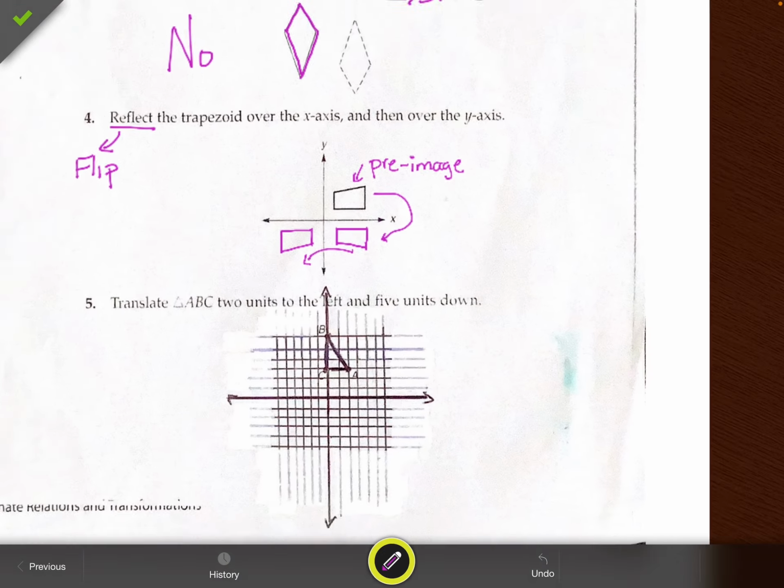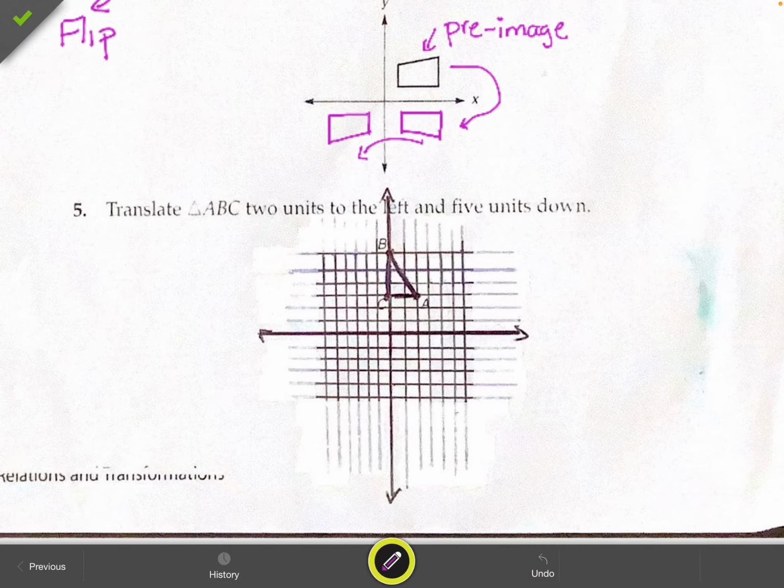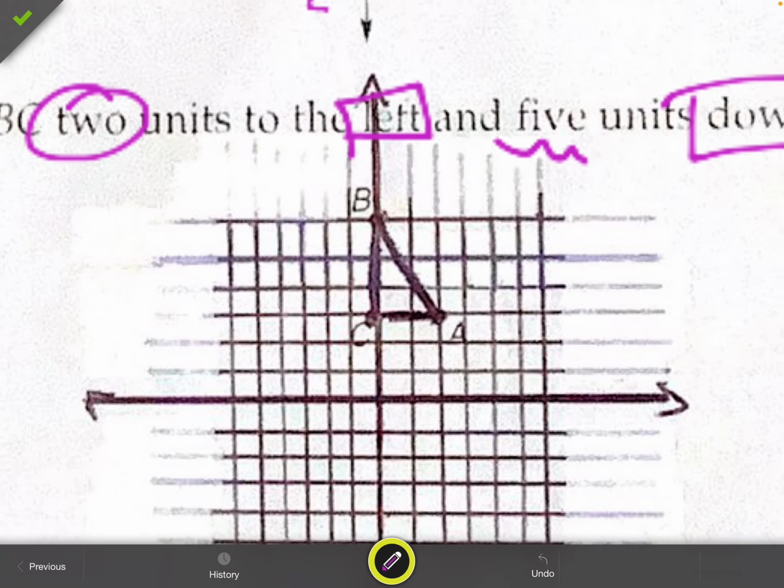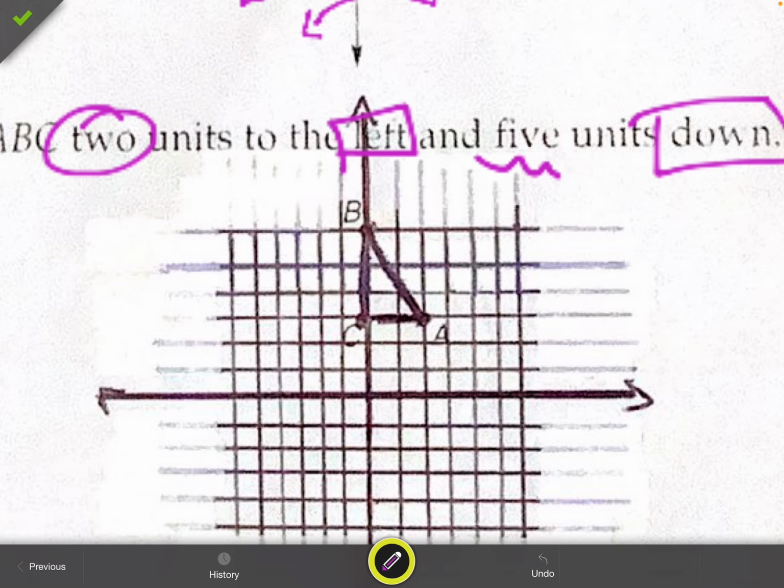All right, last one, translate. Okay, gotta know my keyword. Translate is slide. Triangle ABC, 2 units to the left and 5 units down. All right, so the easiest way to do this is just take each point and count it off. So I'm gonna make this a little bit bigger so I can see it. So we want to go 2 units to the left.